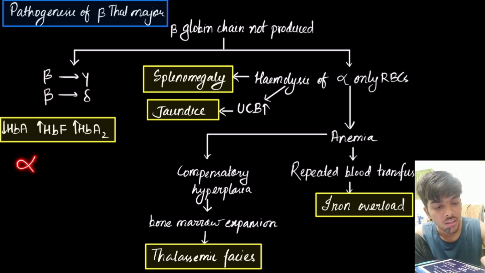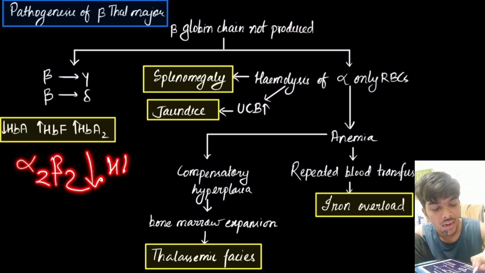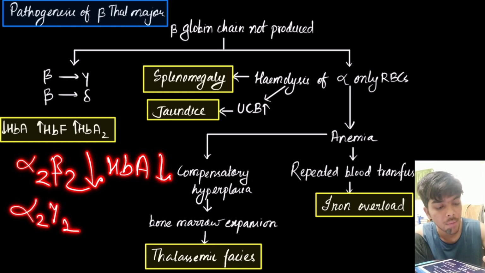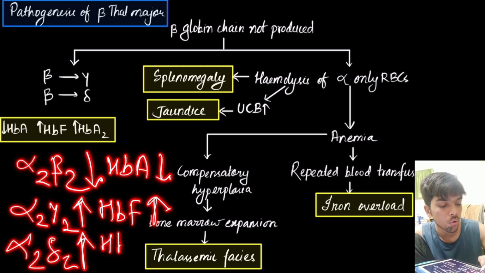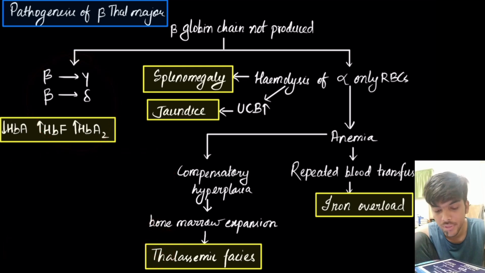As a result, the amount of alpha 2 beta 2 reduces, that is, adult hemoglobin reduces. The amount of alpha 2 gamma 2 increases, that is, fetal hemoglobin increases, and the amount of alpha 2 delta 2 increases as well, or minor hemoglobin increases as well. So this is one thing that happens.